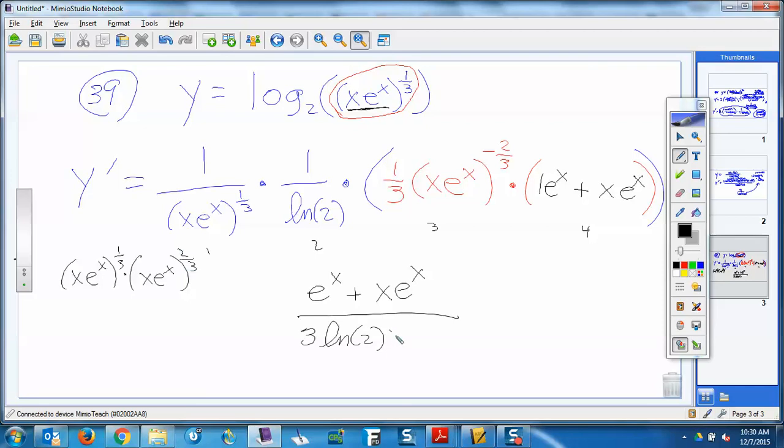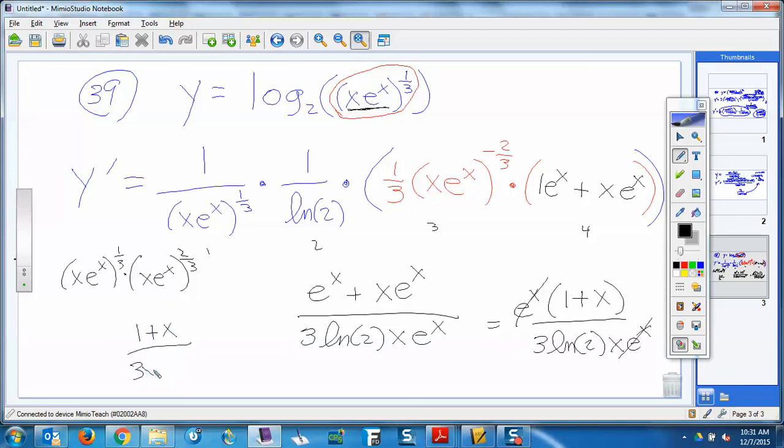That's just x e to the x to the first, right? So that ends up being just that, and I'm still actually not done. Because what can I do on top? I can take out an e to the x. And then I have 3 ln2 x e to the x, and then that would cancel that. And so I actually end up with 1 plus x over 3. I'd put the x maybe in front, ln2, whatever. That whole big mess ends up doing that.